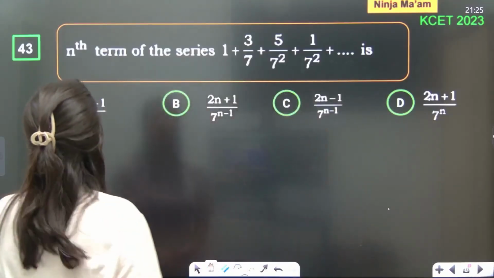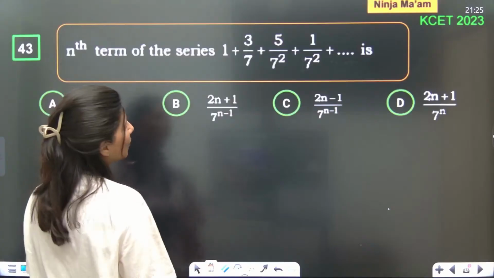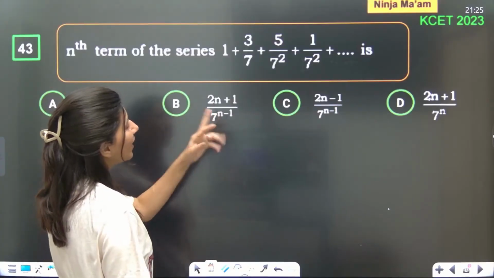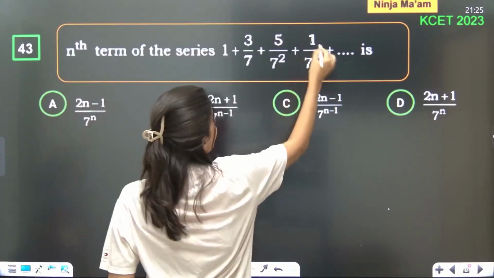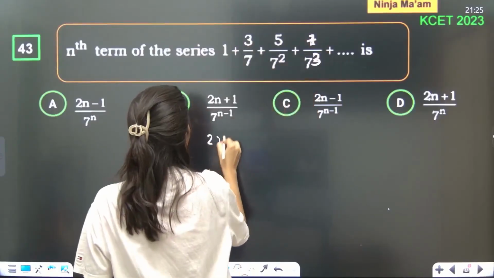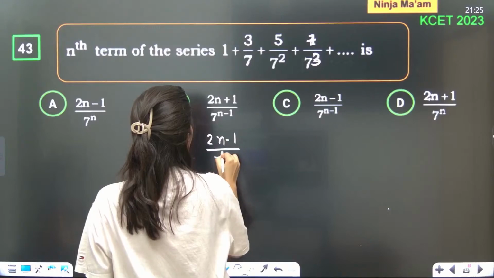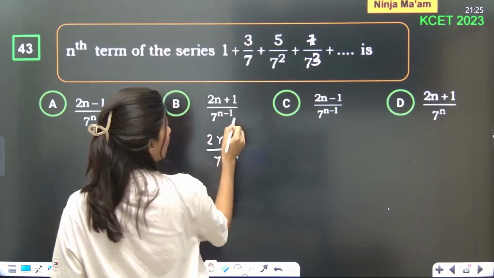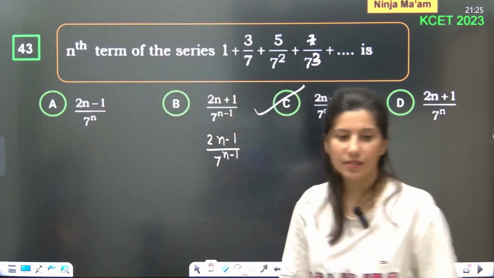All right. Nth term of this series is what they are looking for. So 1, 3, 5, 7. So 1, 3, 2n minus 1 upon 7 power n minus 1. So clearly it is matching with option C.